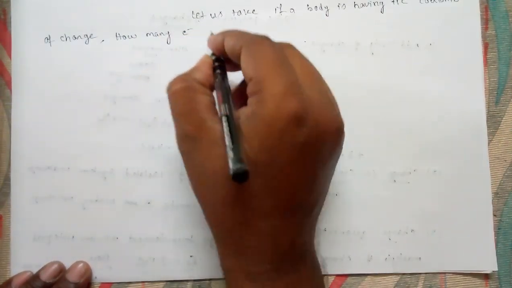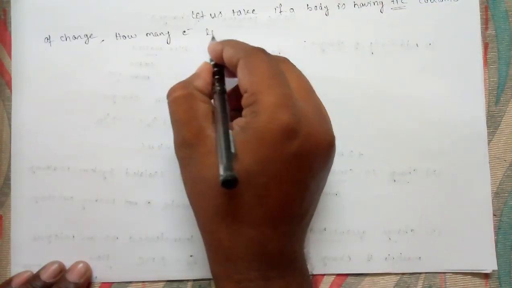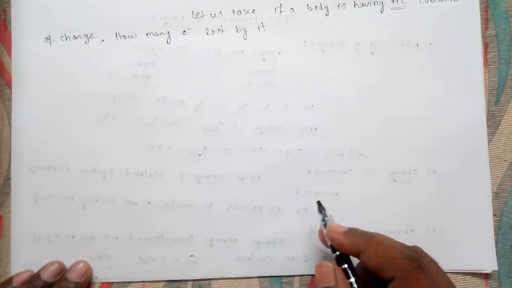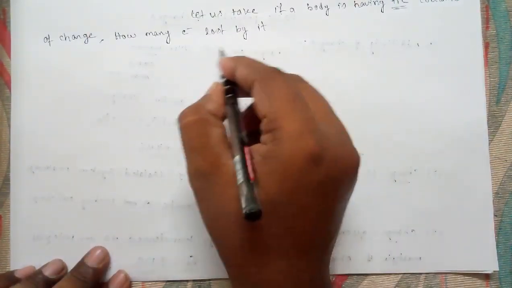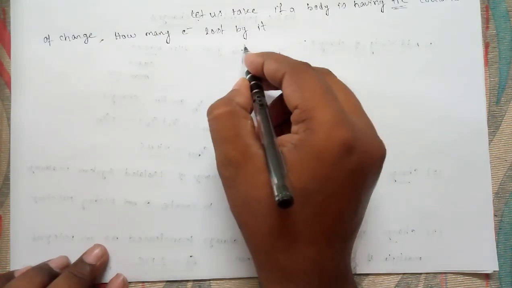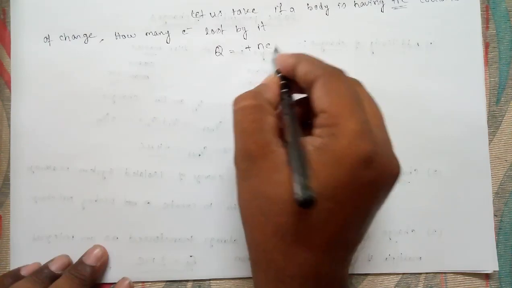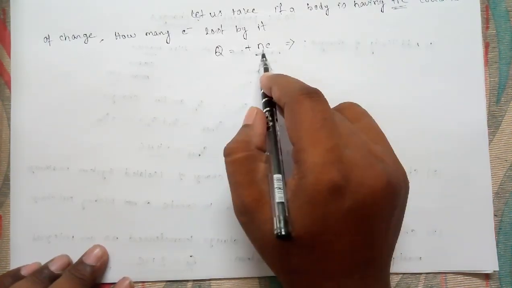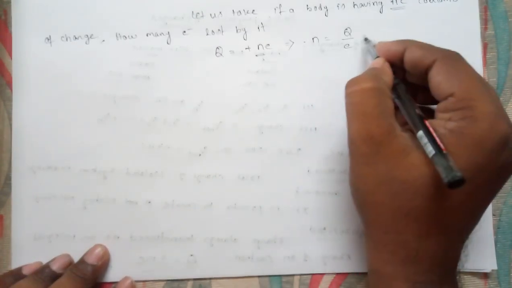How many electrons are present, or how many electrons are lost by it, so that we can understand that it shows positive charge. We can take, by conservation of charge, Q equal to plus Ne. Then we have to find how many electrons are lost, that means N needs to be determined. Here N is equal to Q by e.